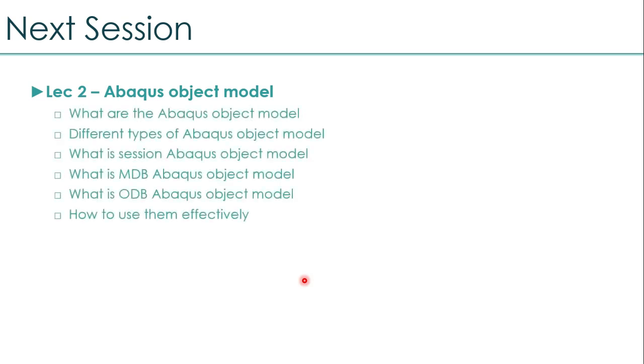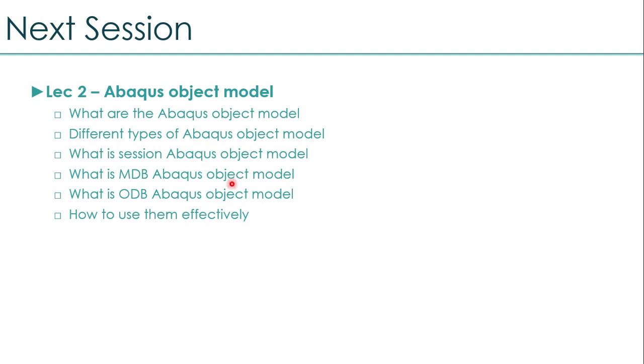Next session will be on the Abaqus object model. Till now you have seen all three types of model. The first one is the model database object, all related to creating the model, manipulating the model. The other one is the session object, so we can use the viewports, play with it, rotate the model, that kind of stuff. The last one, useful on the post-processing side, is the output database model. These are just broad categories of the model databases that are there in Abaqus.